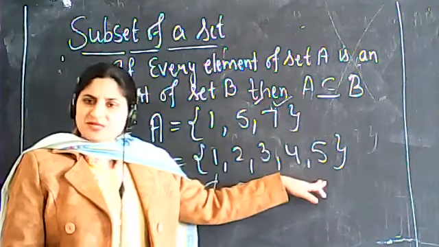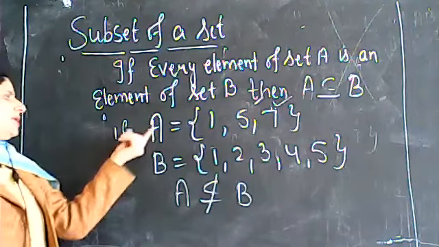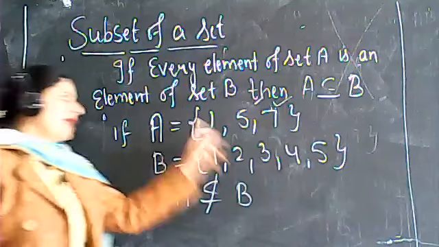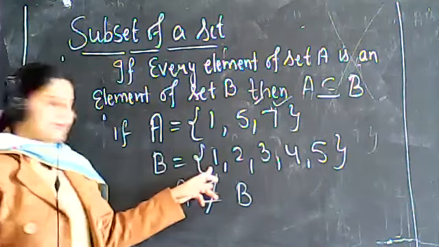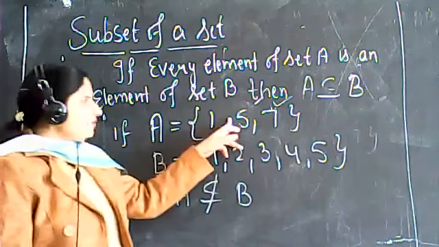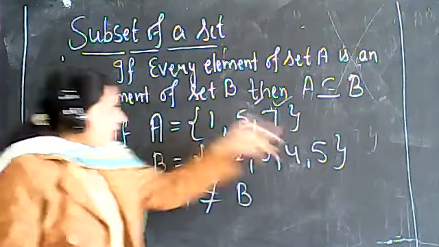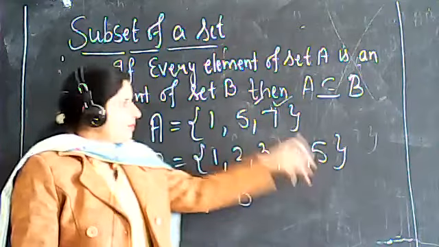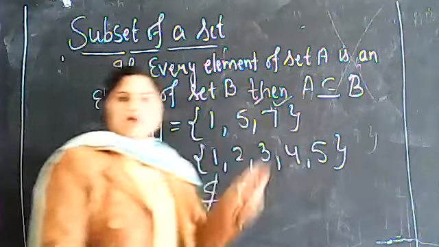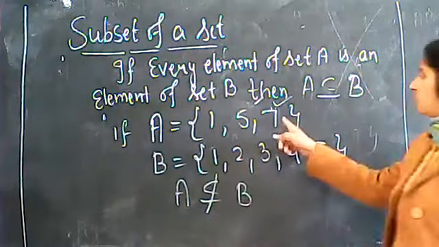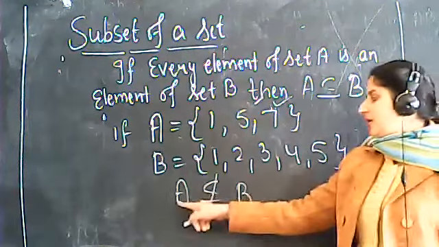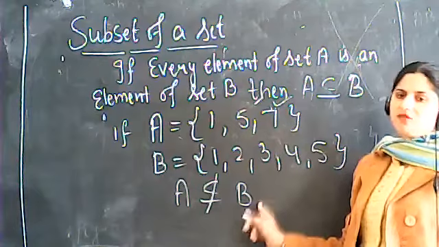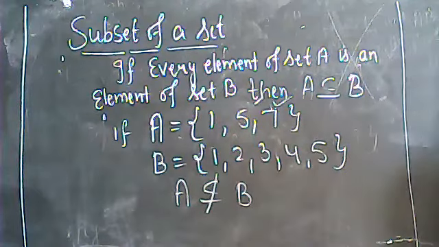But what is the definition of subset? If every element of A is available in B, then A will be a subset of B. Now in this case, 1 is available in both sets. 5, this is an element of set A, is also present in set B. But what about the last element? 7 is an element which is present in the first set but not in the second set. So we can say A is not a subset of B. Now is this definition clear to everyone?